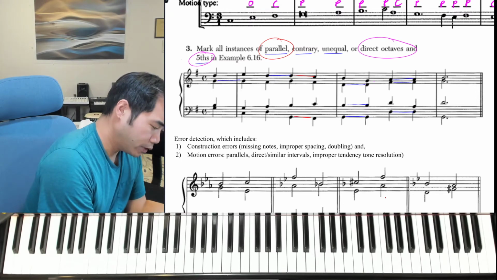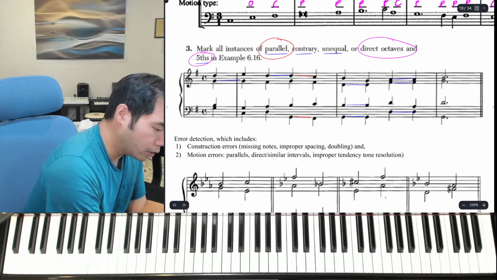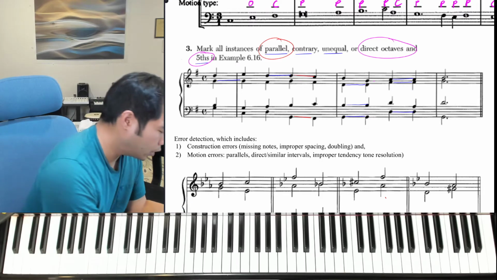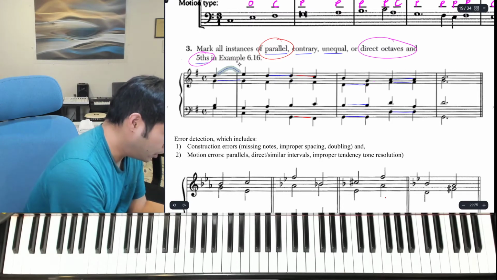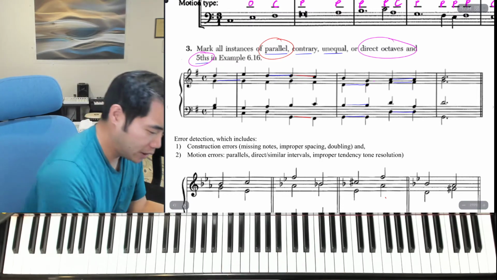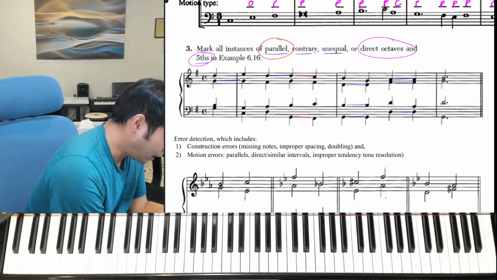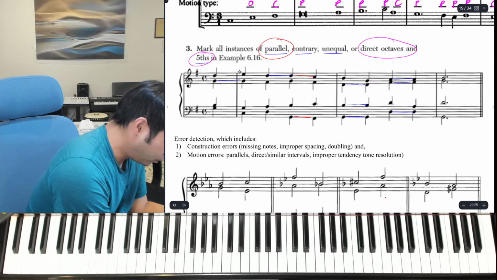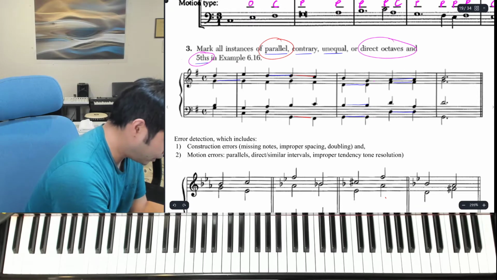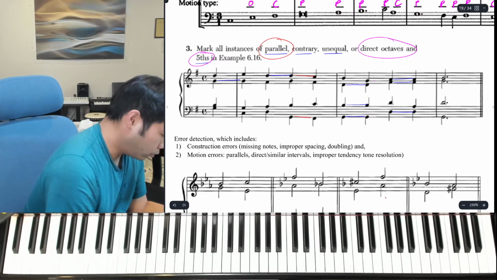So let's take a look. When you're looking at the parallel motion or contrary motion, you're really looking in between the chords, not just individually on each chord. So let's go back to our parallel motion hunt. The soprano was ascending, and the bottom 2 voices are descending. So we're safe.